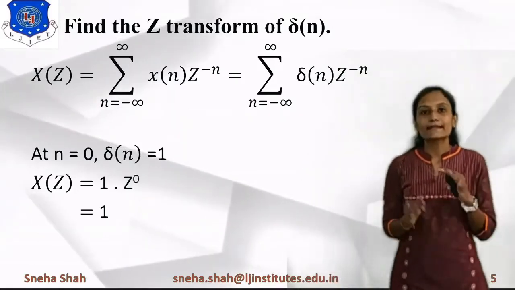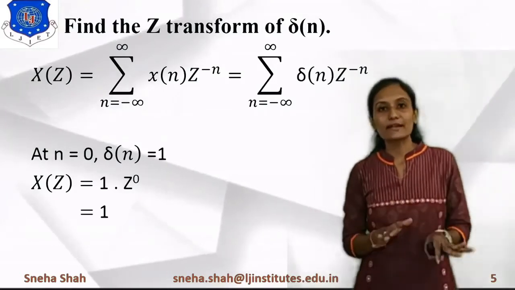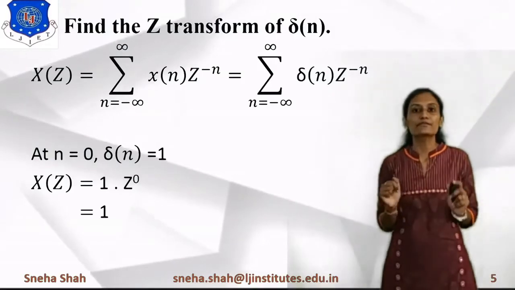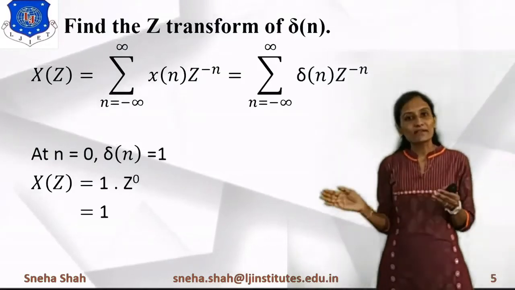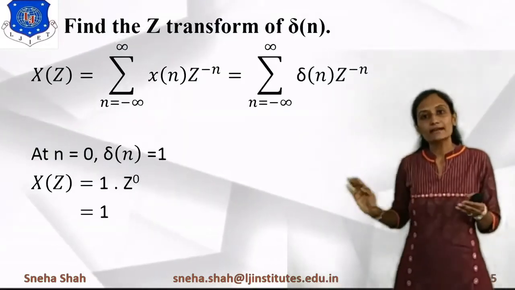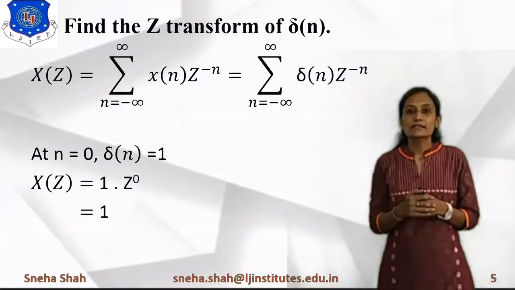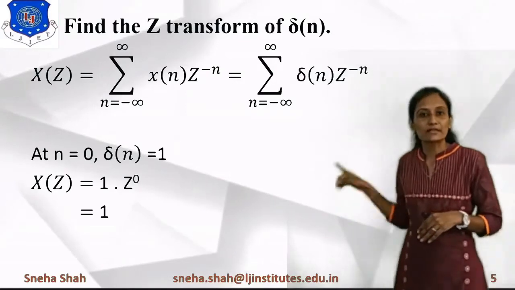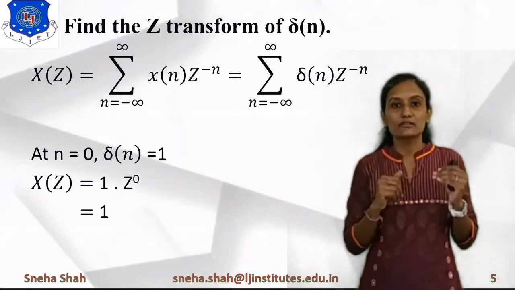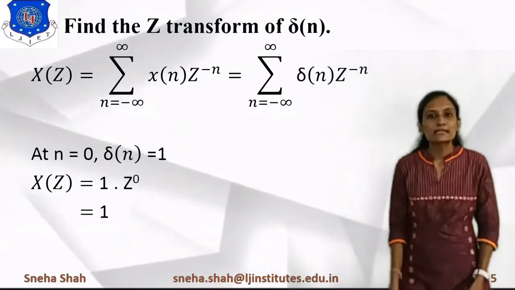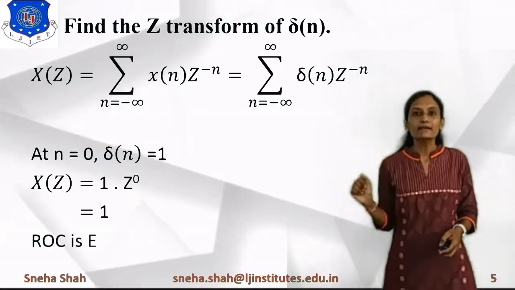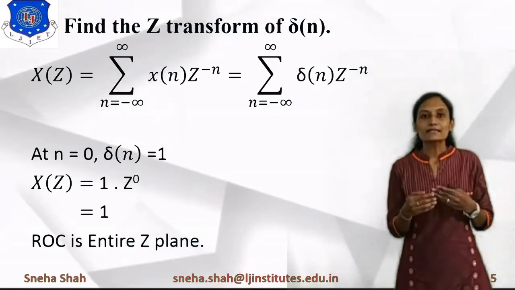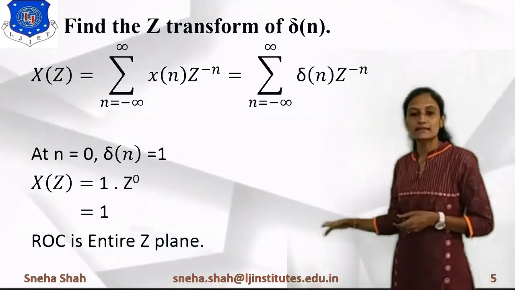Now you can see that in this example, the value of x of z equals 1. So there is not a single value of z. We can take any value of z from the entire z range, because if we take any value of z, the answer of x of z will remain 1, because it's a constant value. So what is the ROC? ROC is the entire z range. This way we can solve the z transform for any standard sequence. So ROC is the entire z range.